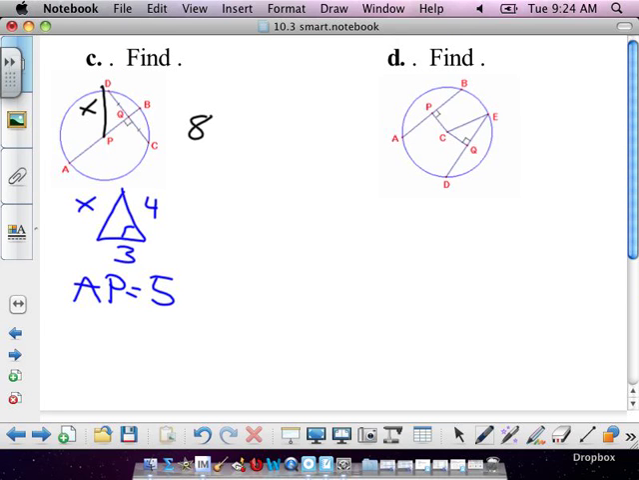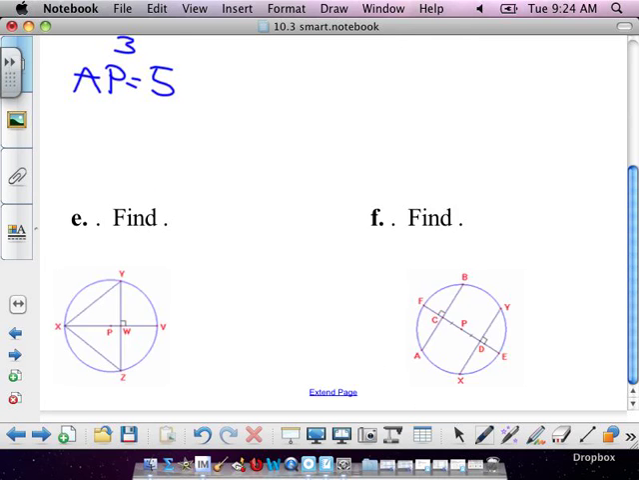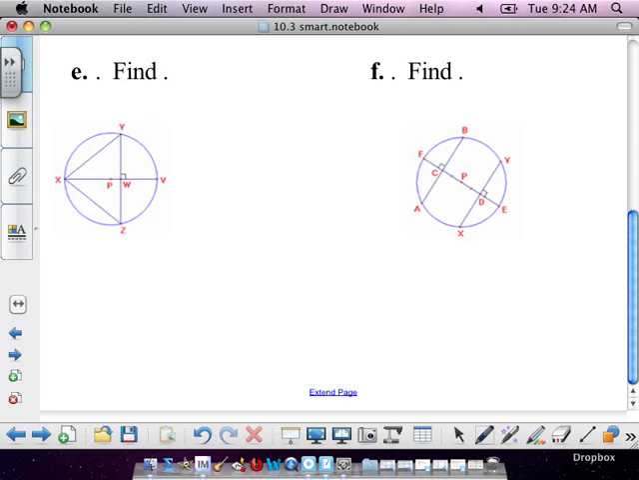Okay. All right, let's go to F. All right. C to A is 3. And I want to find X to Y. Okay, if this is 3, this side is also 3. So X to Y has to be the same because they're equidistant, so that's 6. This is 3, so this is 3. They're equidistant from P, so the chords have to be the same, so it's 6.